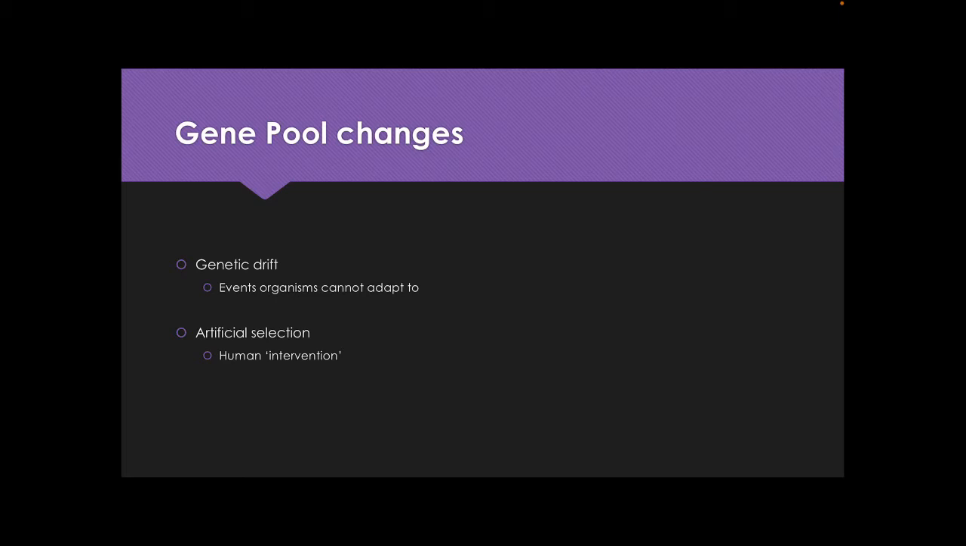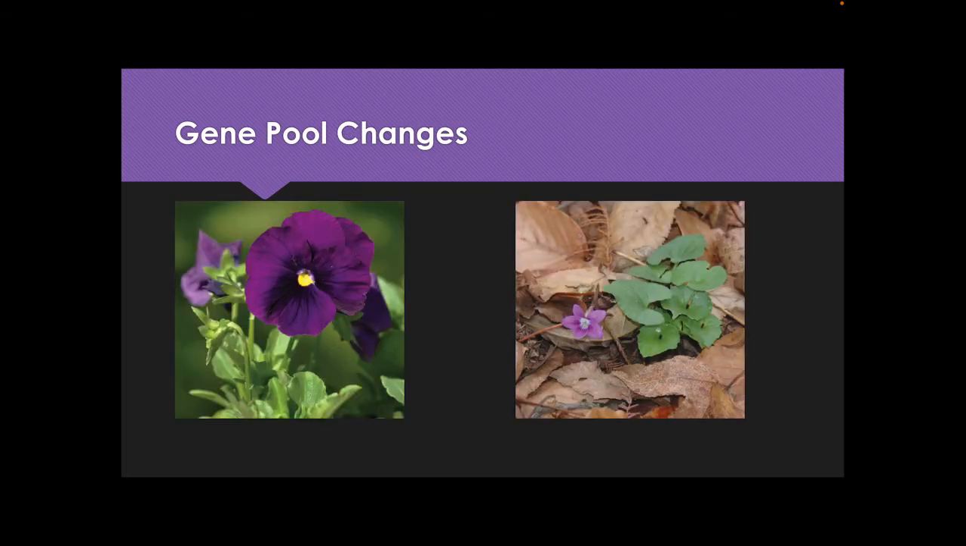The gene pool can change. You can have genetic drift, which is an event that an organism absolutely cannot adapt to. So if we have a hurricane that isolates a population by itself, if we have a mountain range that shows up that can isolate populations on either side of the mountain, you could have a flood or a volcano or lots and lots of natural disasters. Versus artificial selection, which is what we do. That's human intervention, where we are specifically breeding for certain characteristics.